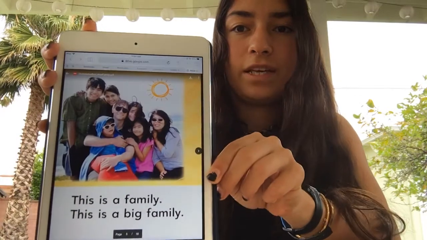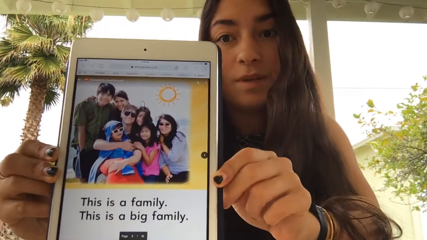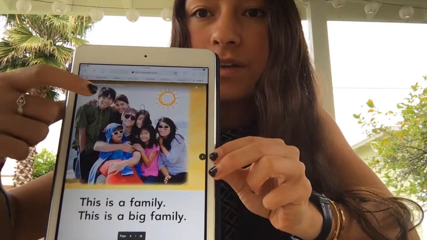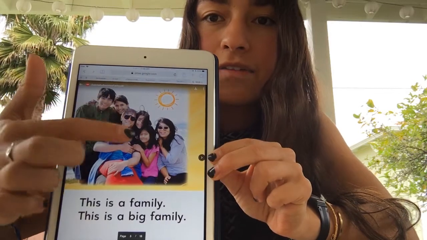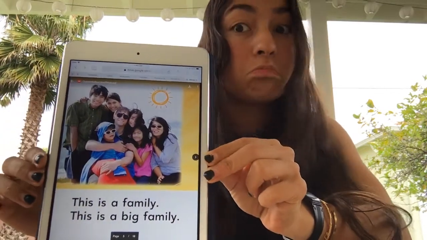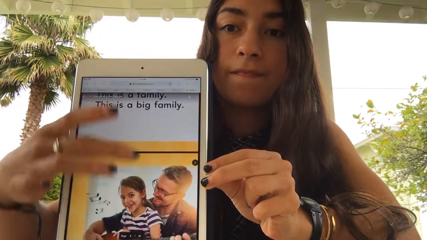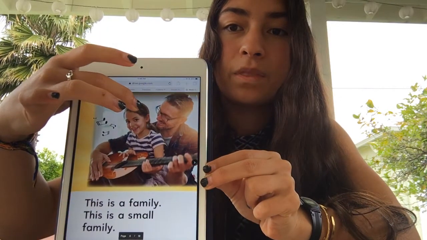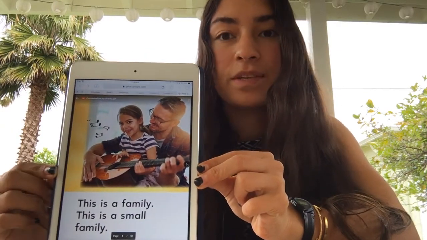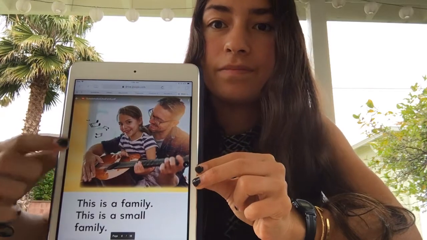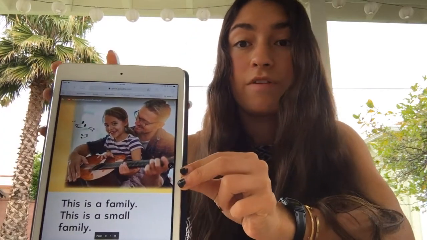This is a family. This is a big family. Do you think this is a big family? Let's count how many are in this family. 1, 2, 3, 4, 5, 6, 7. 7. I think that is a big family. This is a family. This is a small family. How many people are in this family? 1, 2. I guess that is a small family.